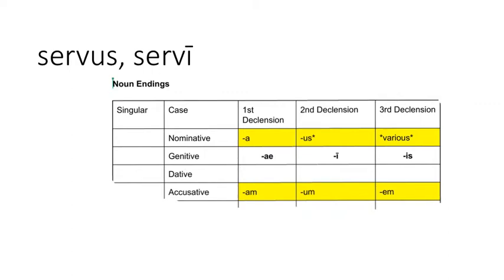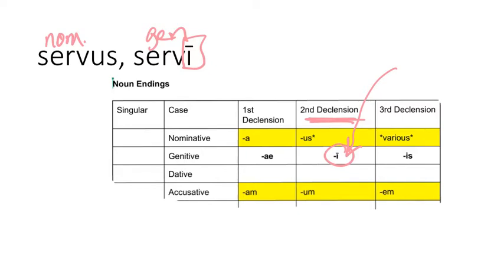Here we have a Latin dictionary entry for a noun, the word servus, servi. Notice the first word in the dictionary entry is always the nominative case, and the second word is always the genitive case. When we look at servus, servi, I see that there is a long I for the genitive. If we go to our noun chart, we see that long I is in the genitive second declension. So servus is a noun of the second declension.